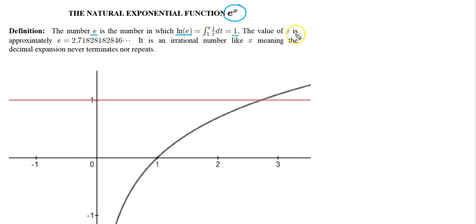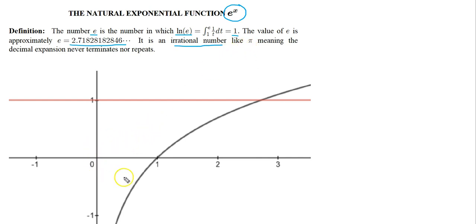Now, the value of e is approximately 2.71828182846, and then it just keeps going. It is actually an irrational number. It looks like it might repeat from these first few terms here, but it actually doesn't. It is an irrational number, just like pi.